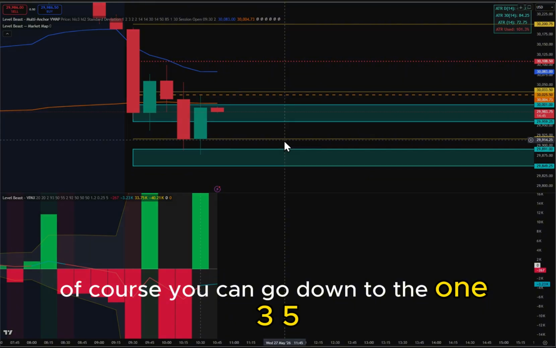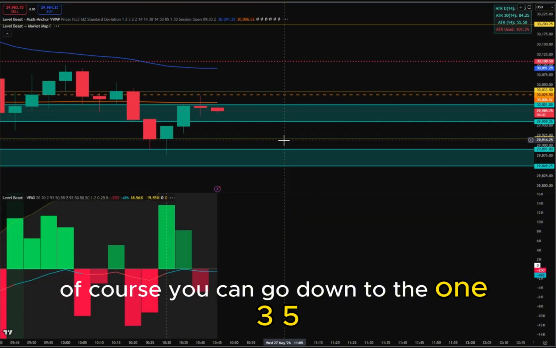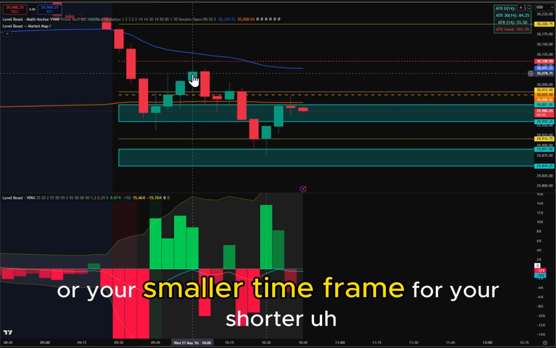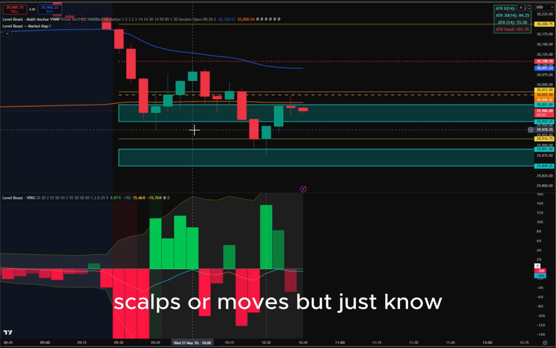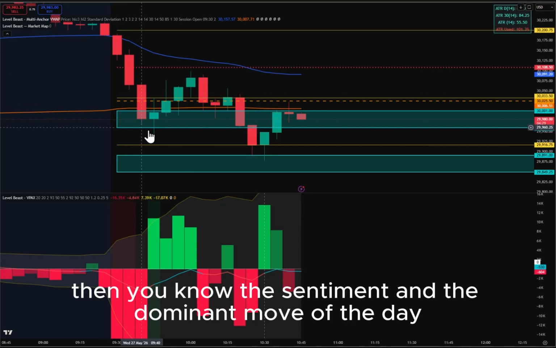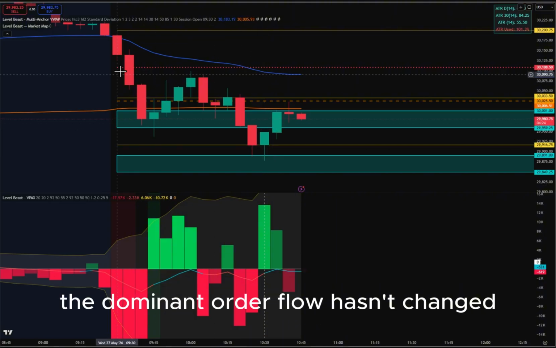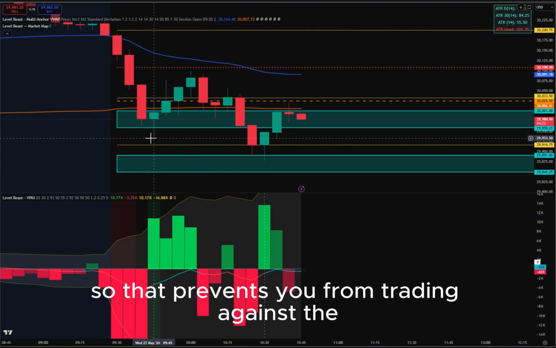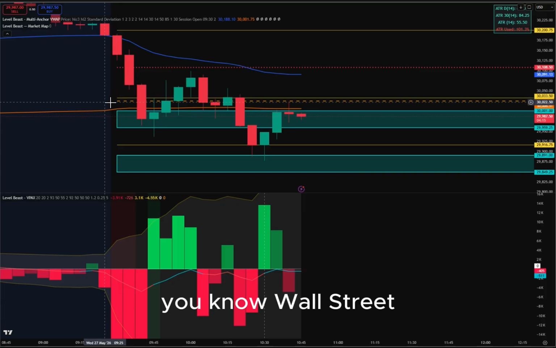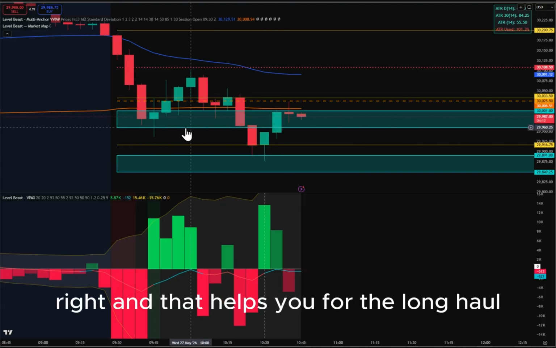Then, of course, you can go down to the 1, 3, 5, whatever you like. And that can be your intermediary targets or your smaller time frame for your shorter scalps or moves. But just know, until you see this shift here, then you know the sentiment and the dominant move of the day, the dominant order flow, hasn't changed. So that prevents you from trading against the trend. That prevents you from trading against Wall Street, right? And that helps you for the long haul.